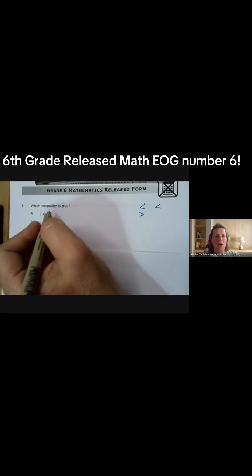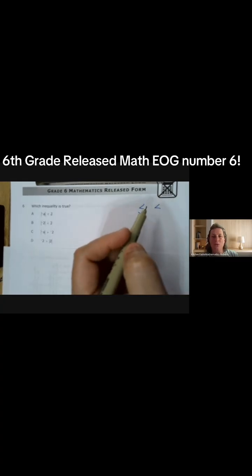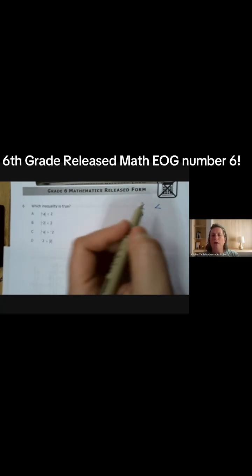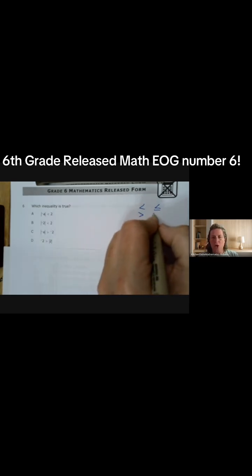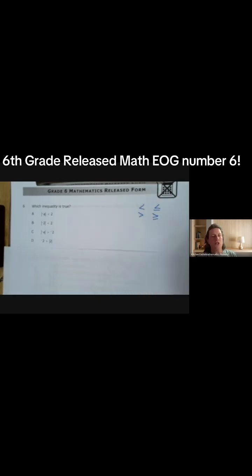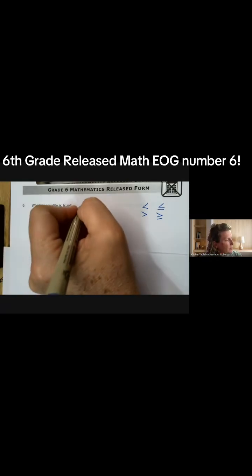We have which inequality is true. Inequality means you're not equal to. So if you watch the last video, the 4 main inequality symbols that kids get confused on are less than or equal to, greater than or equal to. And again, I just teach my students that the open side goes to the larger value. So we are working again with absolute value.